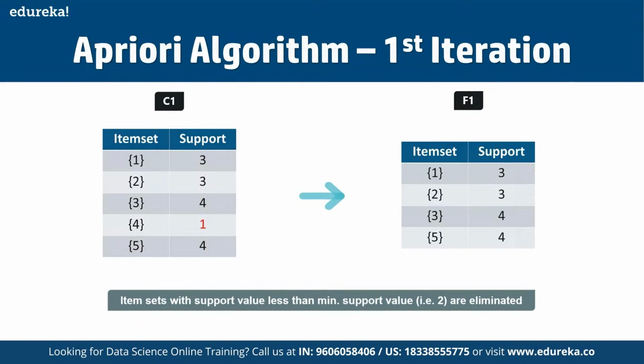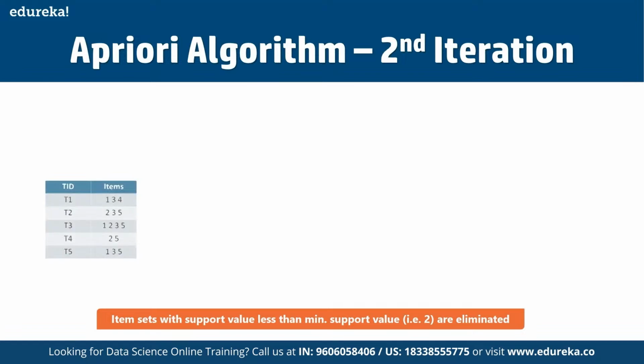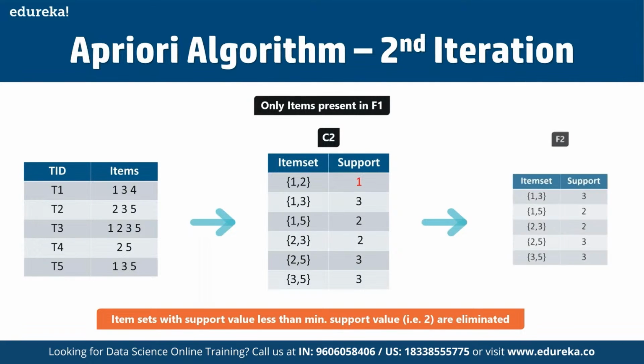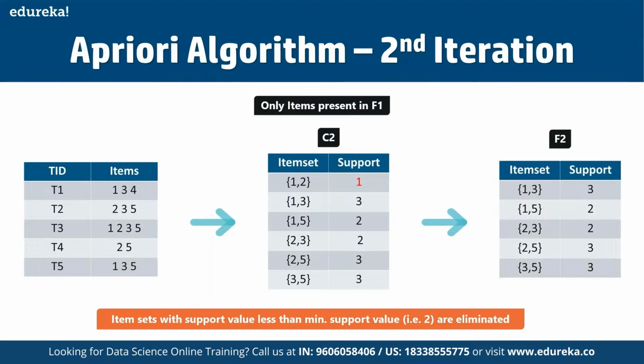Next, we are going to create the item sets of size 2 and calculate their support values. All the combinations of item sets in F1 are used in the iteration here. So here we have C2, and then we have the F1 here. Basically, we make use of the entire iteration here, and item sets having support less than 2 are eliminated again. And in this case, we have 1 and 2, right?